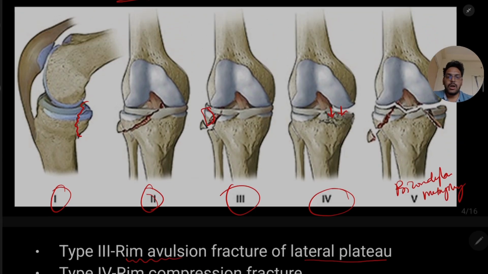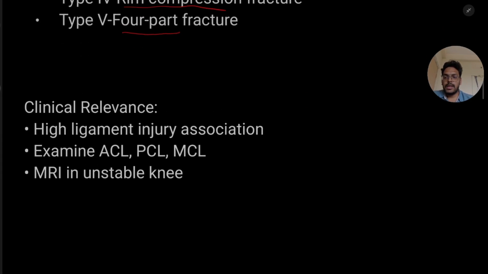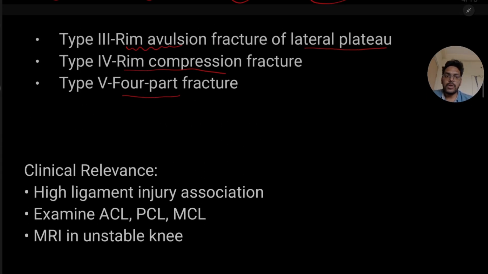Okay, it is Holland-Moore's classification. Here he only considers the coronal split fractures. That's why it is more important. The clinical relevance of the Holland-Moore classification is that it has high ligament injury association. That's why he tells to examine the ACL, PCL and the medial collateral ligaments, and he suggests MRI in unstable knees to know the ligament status.